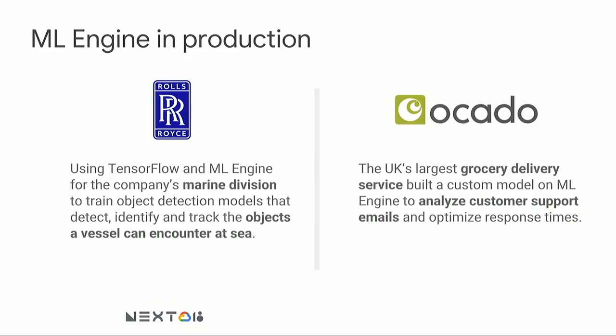Some companies are using Machine Learning Engine in production. Rolls-Royce has a TensorFlow model that they're using for the company's marine division. They have an object detection model, which returns the location of objects in an image, similar to the cat example I showed earlier in the presentation. They're using that to identify and track the objects that a vessel can encounter at sea.